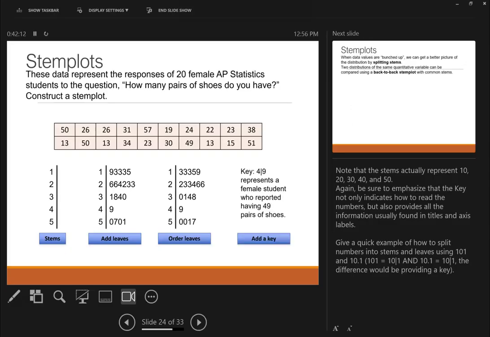So here, the directions say this data was the responses of 20 female AP statistics students on how many shoes do you have. So 4/9 represents a female student who reported having 49 pairs of shoes.